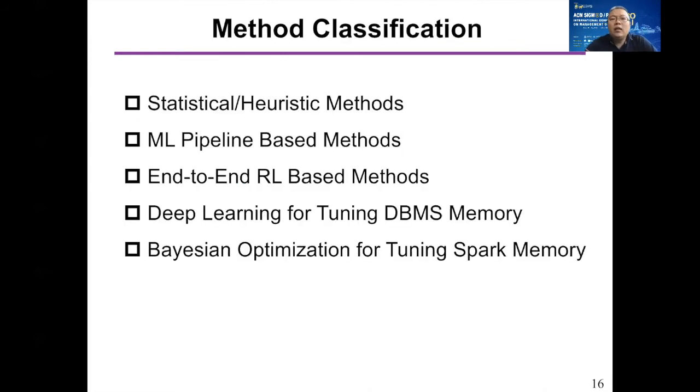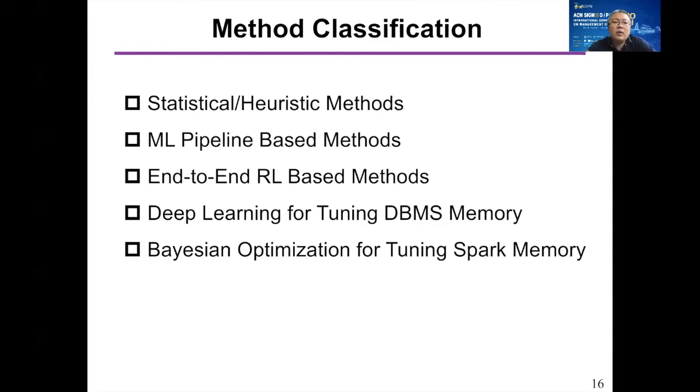So we can broadly categorize the existing tuning methods into five classes. The first one is heuristic methods. In this method, they want to get some training data, for example, training workloads with their best tuning knobs, and then given a new workload, they find some similar workload and recommend some knobs. This relies on the training data.